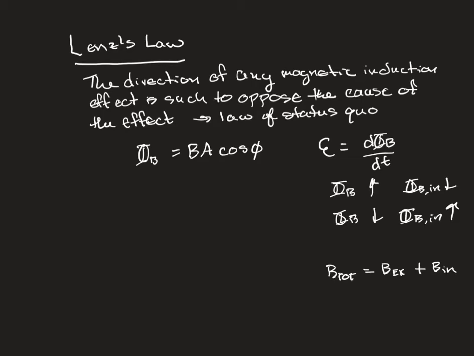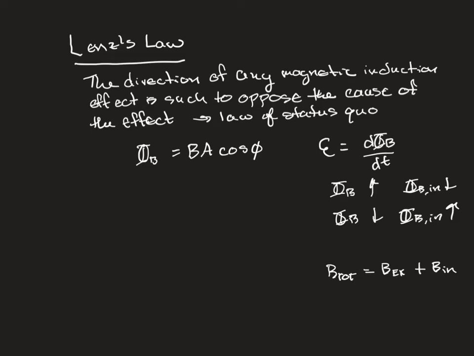So we learned in the prior section, Faraday's law, that the induced EMF is caused by a change in the magnetic flux. And the magnetic flux is calculated through this relationship here, where we have the magnetic field, area, and cosine of phi, where phi is the angle between the normal to the loop and the direction of the magnetic field. Any of these can cause a change in magnetic flux, which then causes an induced EMF. Or we can say current through Ohm's law.